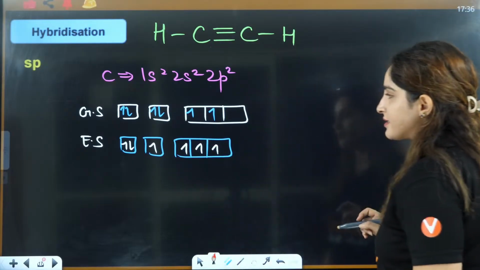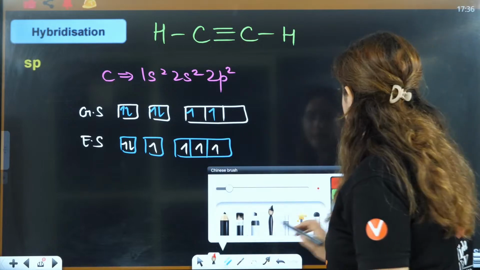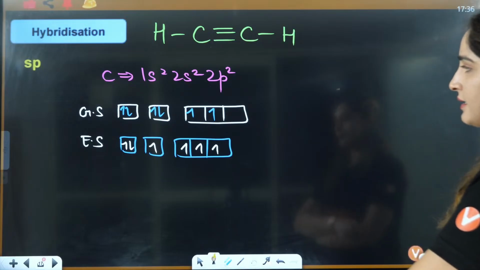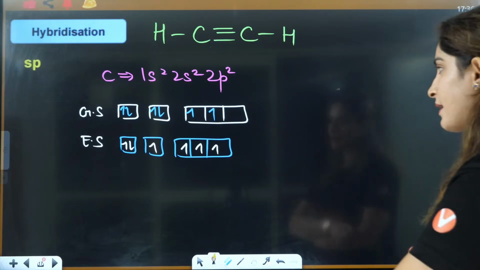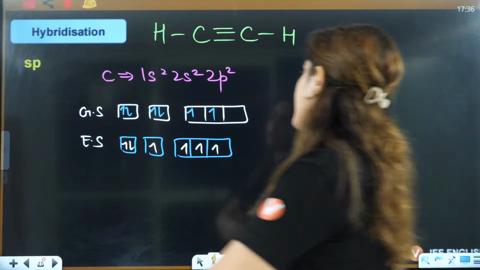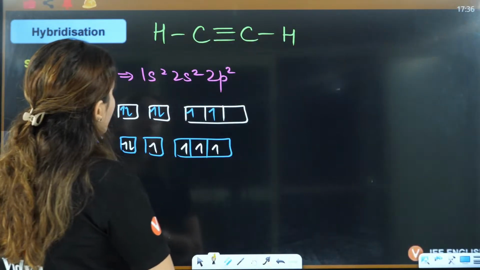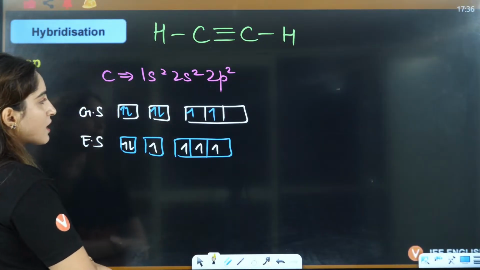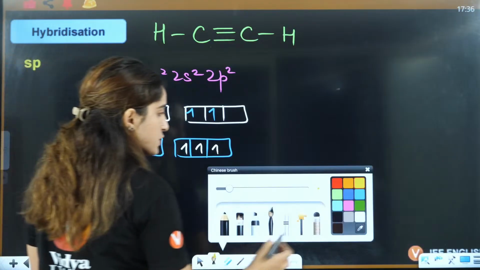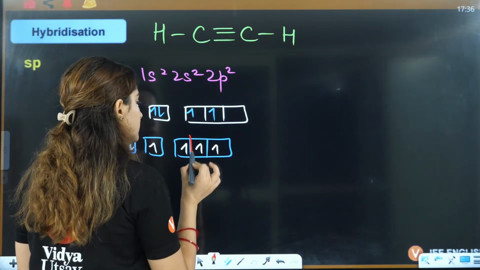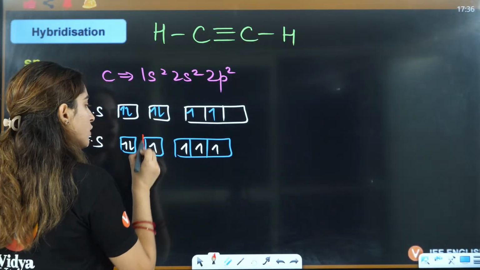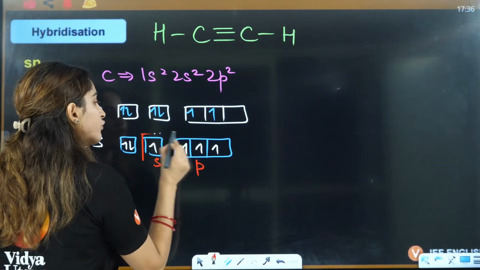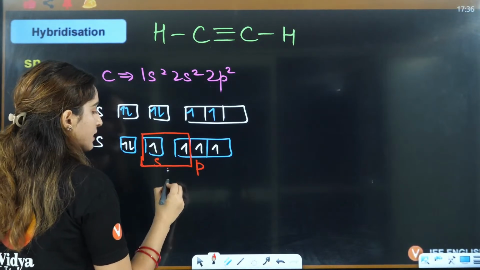Now see, in the excited state, you have 4 orbitals, right? Now understand one thing. Here you will have 2 hydrogens only. So in this case, what will happen? These 2, the 2s and 1 of 2p, any two will get hybridized.